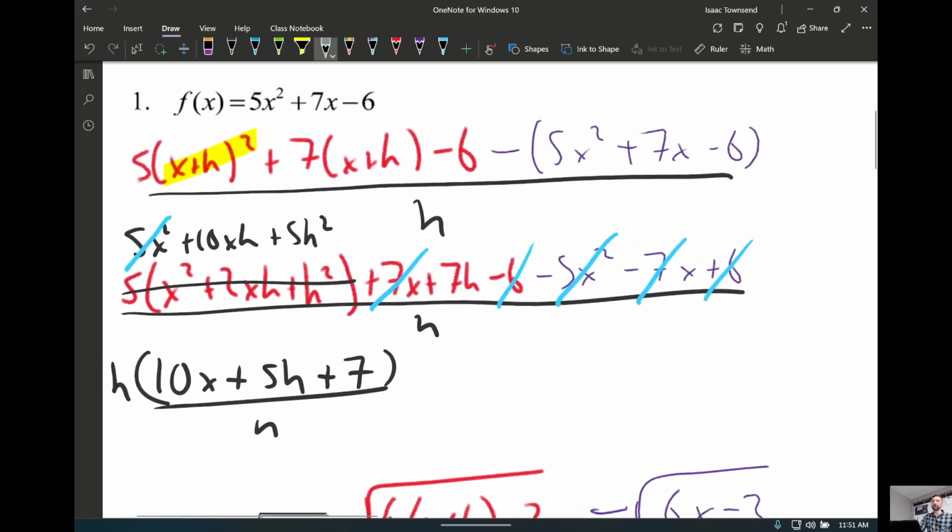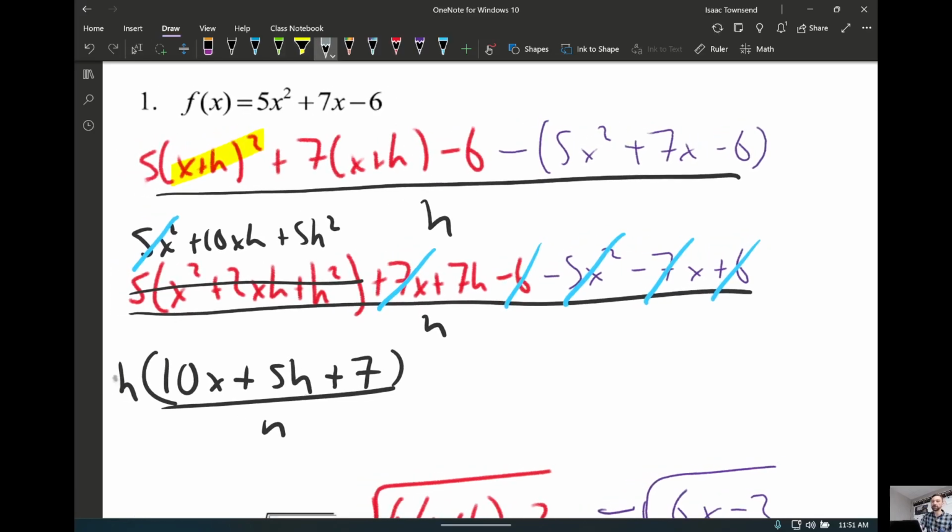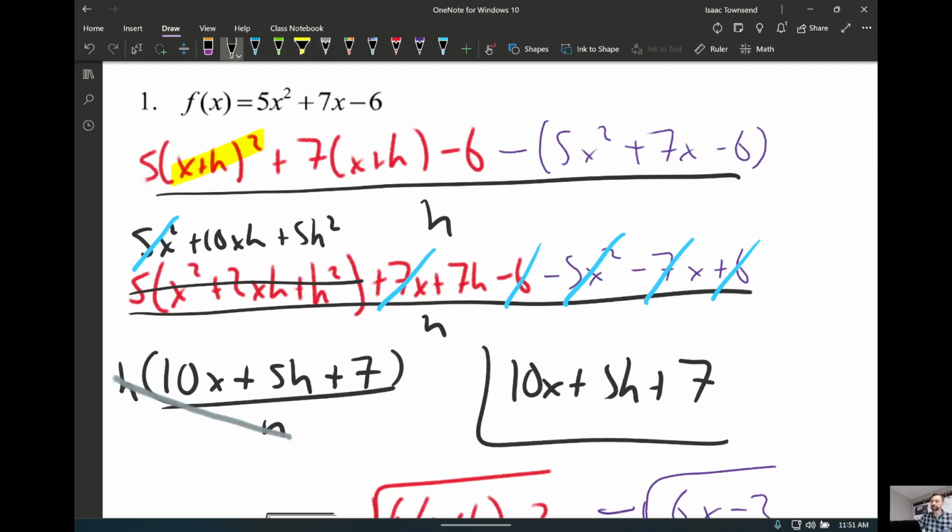So you might want to factor it out as a GCF, but your very last step should be undoing times h with divide h. We're aiming for 10x plus 5h plus 7. So the bulk of that question was FOIL and distributing, as far as being unique.